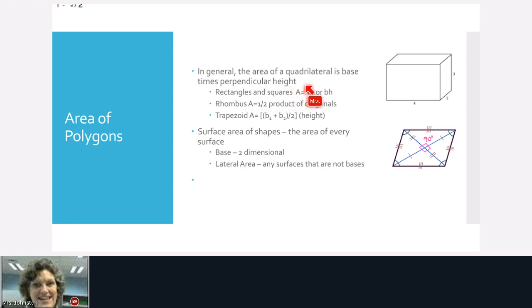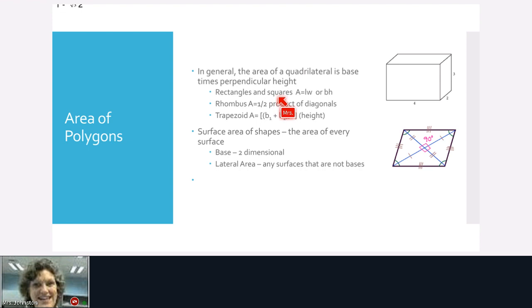Okay, why do I say perpendicular height? Because we think of a quadrilateral as a square or a rectangle, and they already have 90-degree sides, but not all quadrilaterals do. A parallelogram can have any type of angles. So if you can create a height which is perpendicular to the base and multiply those two lengths, then you will find the area of a quadrilateral.